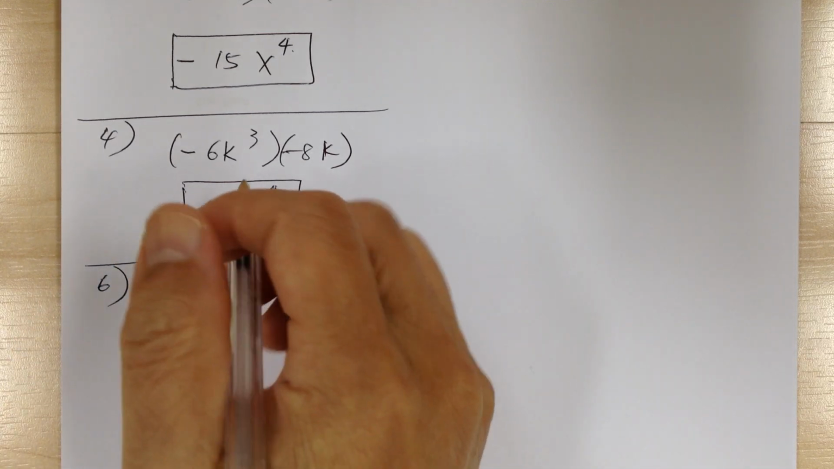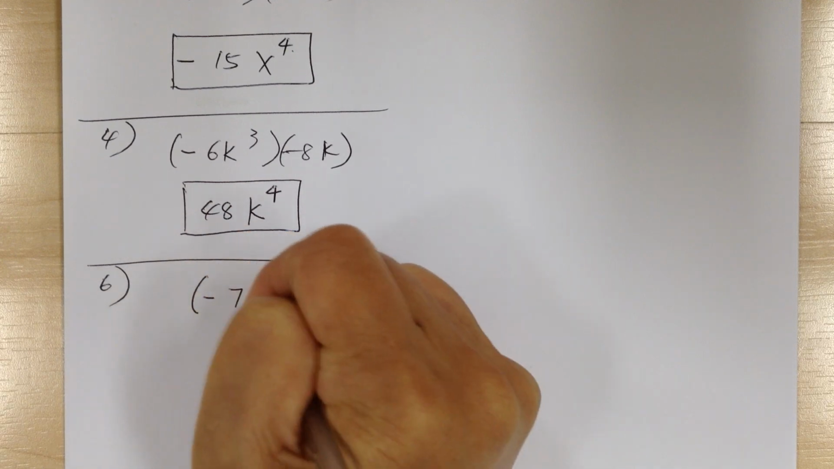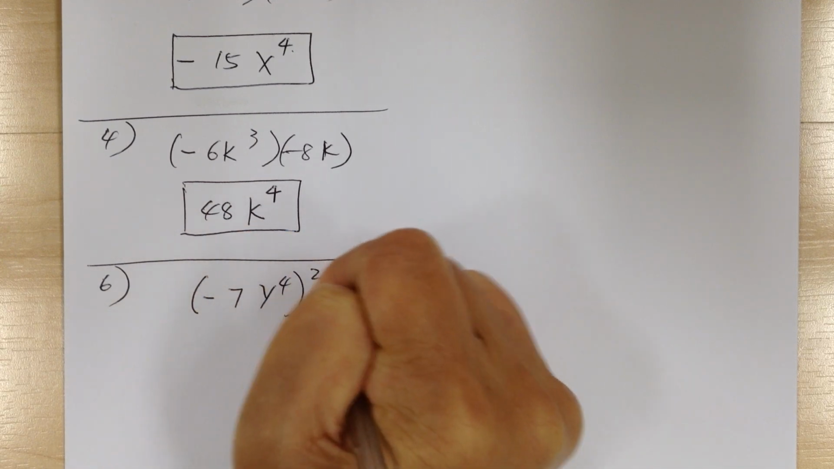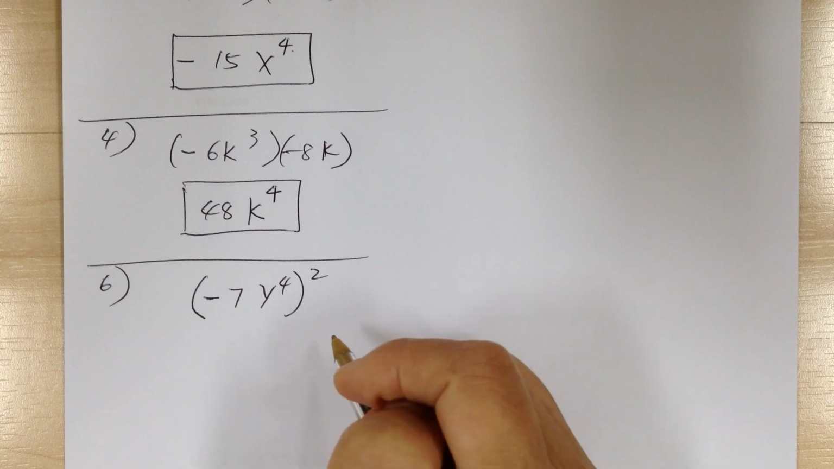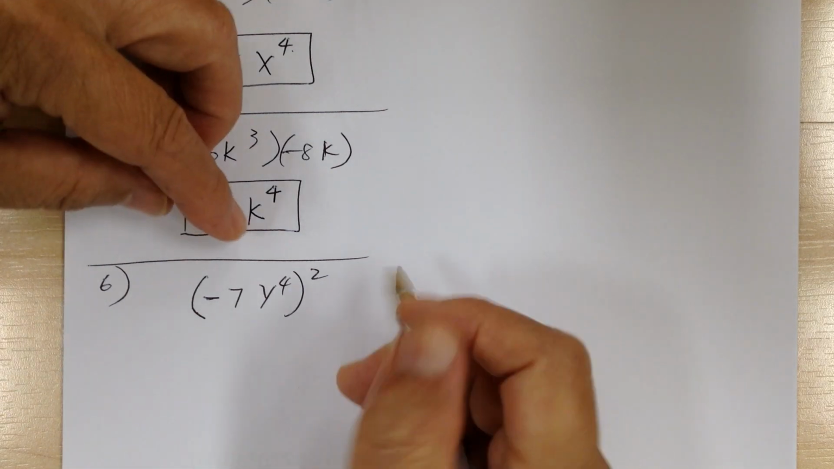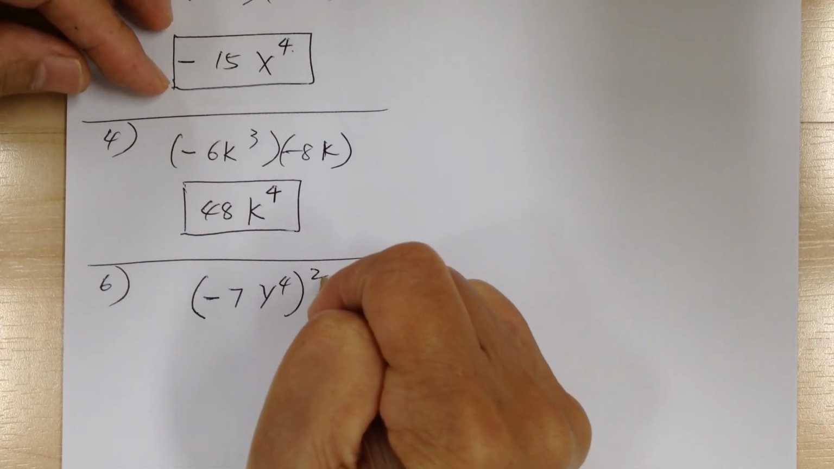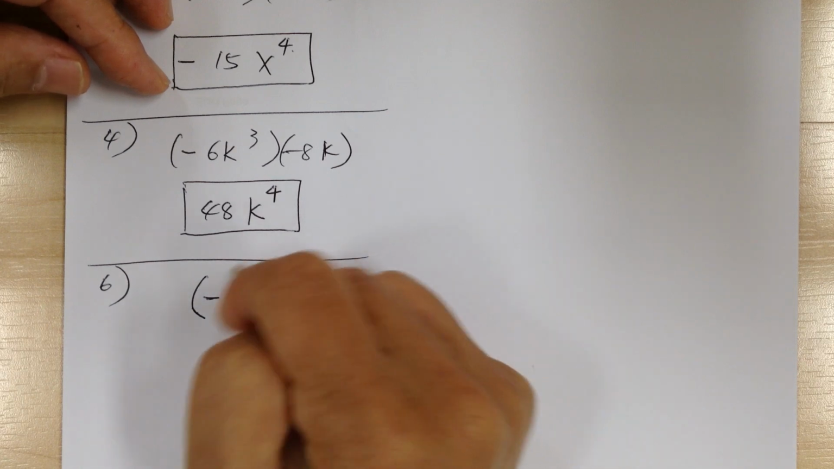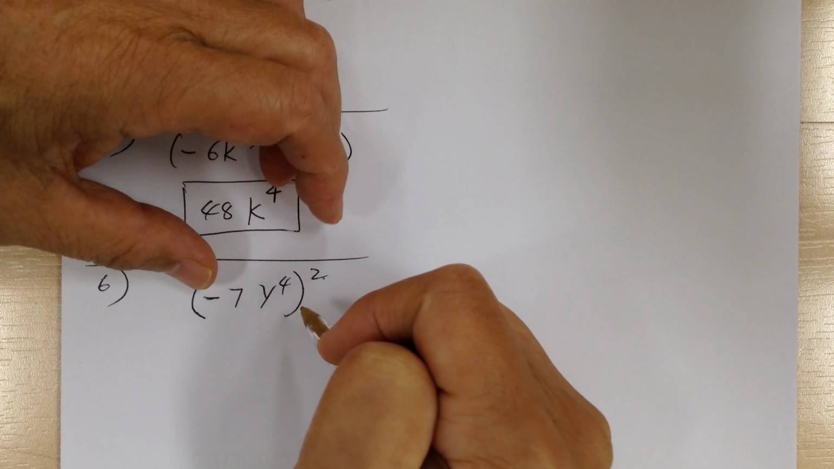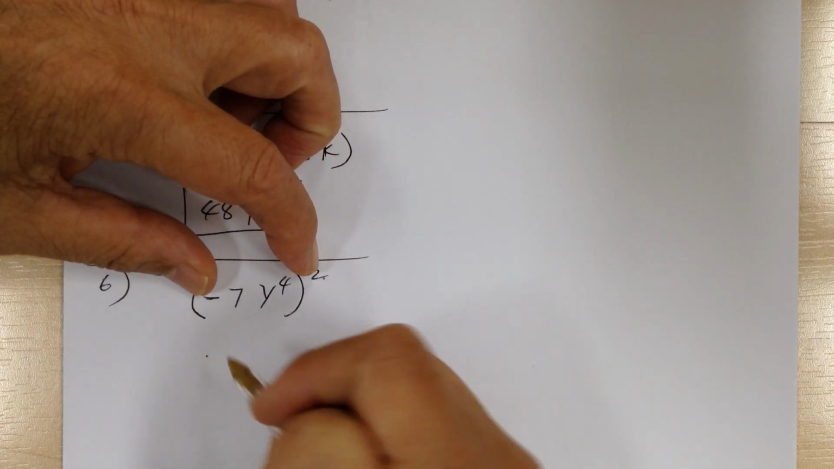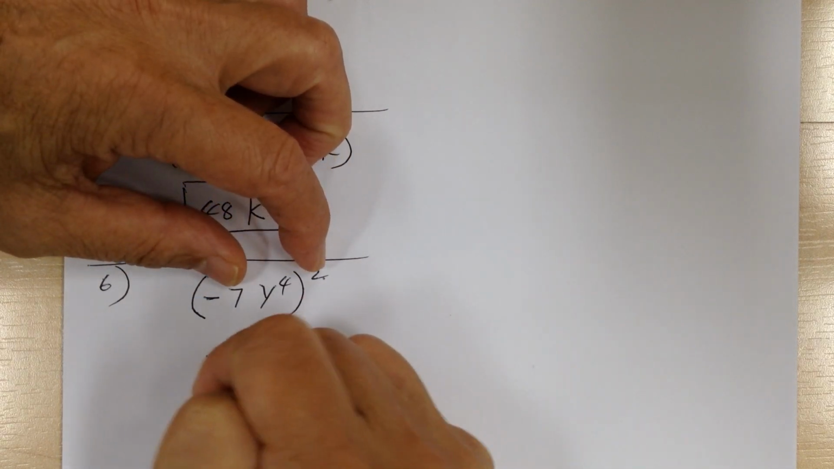Okay, number 6. You have negative 7y to the 4, squared. So this one you have to apply the power rule. Okay, so notice the exponent is for what is immediately before it. So the exponent is for the parentheses. That means everything in the parentheses gets squared. So negative squared is positive, so you don't want to write anything. 7 squared is 49.